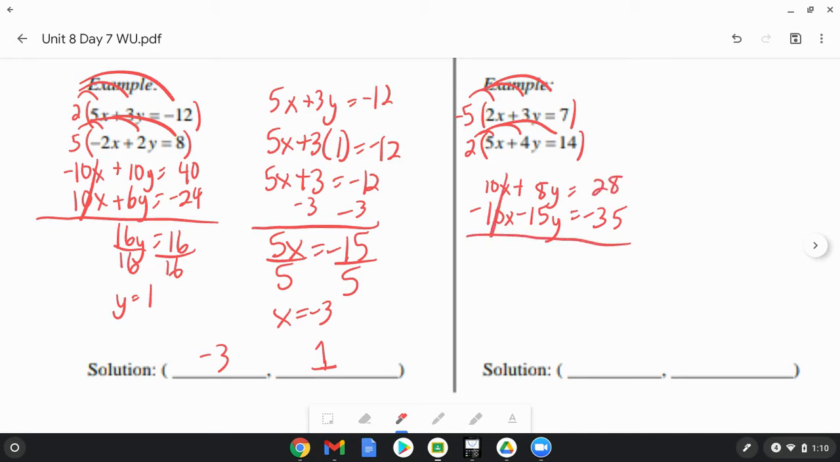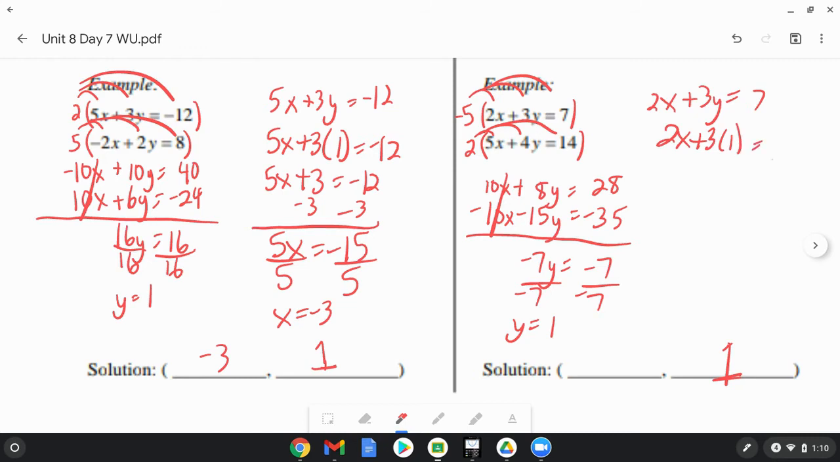If I add these two equations together, the 10x's cancel. I'm left with -7y equals -7. Divide by -7, and you get y equals 1 again. So we got 1 twice now. And then we plug this into the top or bottom. It doesn't matter. I'll plug it into the top. We'll see what we get for x. So it'd be 2x plus 3 times 1 equals 7. So that'd be 2x plus 3 equals 7. Subtract 3 from both sides, and you get 2x equal to 4, and x equal to 2. So 2, 1 would be your answer for the right side one.